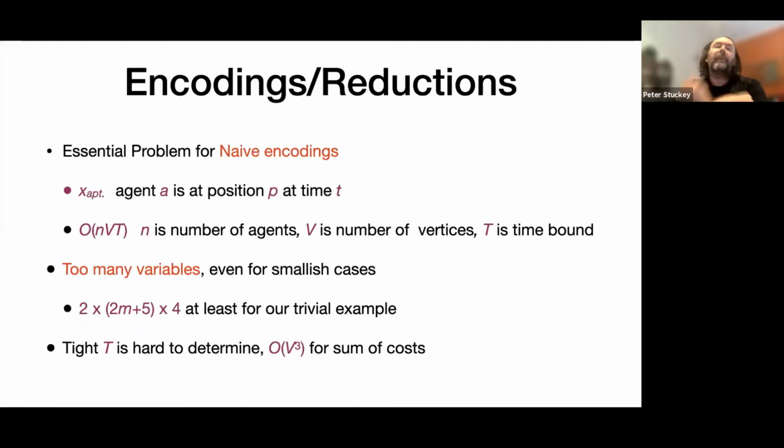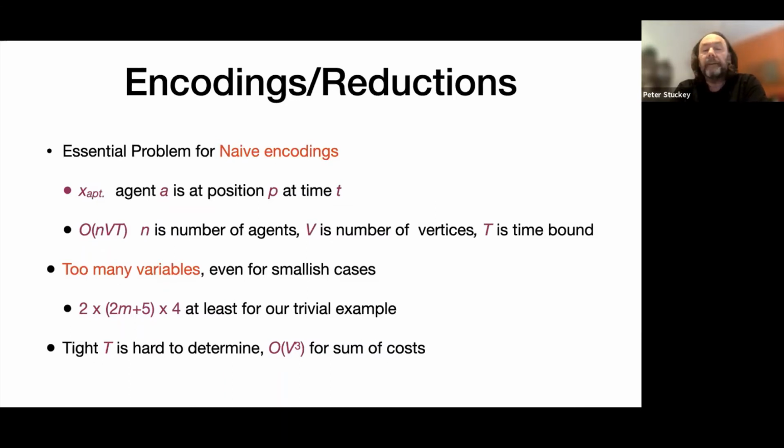Because the problem with any kind of encoding and reduction is any naive encoding is going to have this problem. You need a variable like x apt: agent A is at position P at time T. And the number of variables here is n v t, right? So you've got n agents, v vertices, and t is a time limit, a time bound. And you end up with too many variables even for the smallest cases.